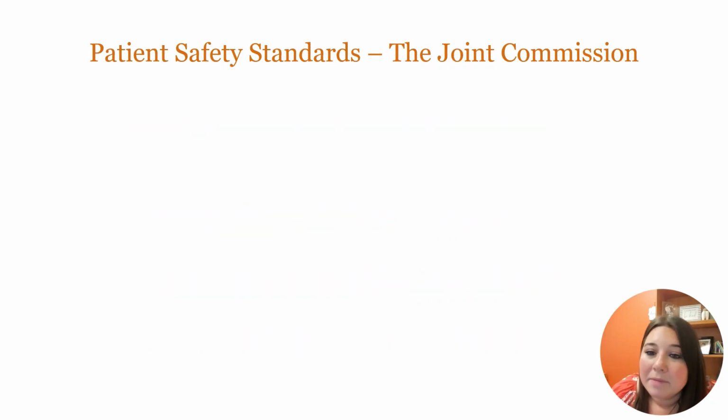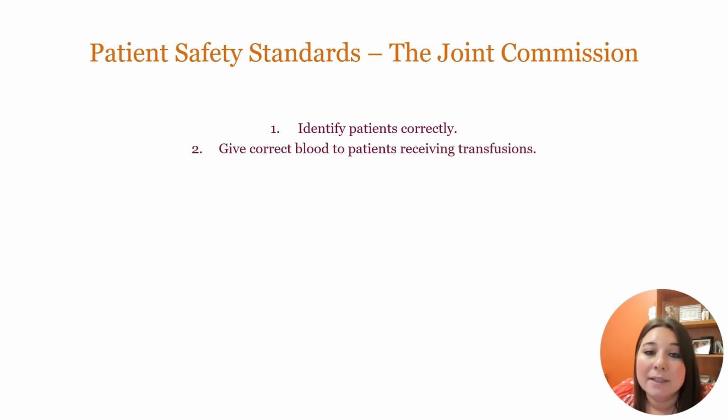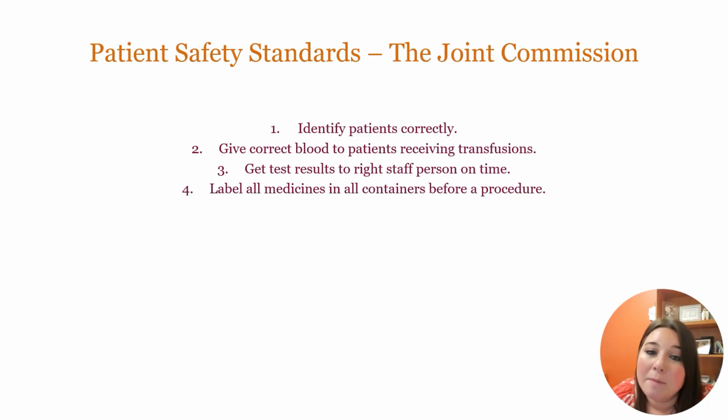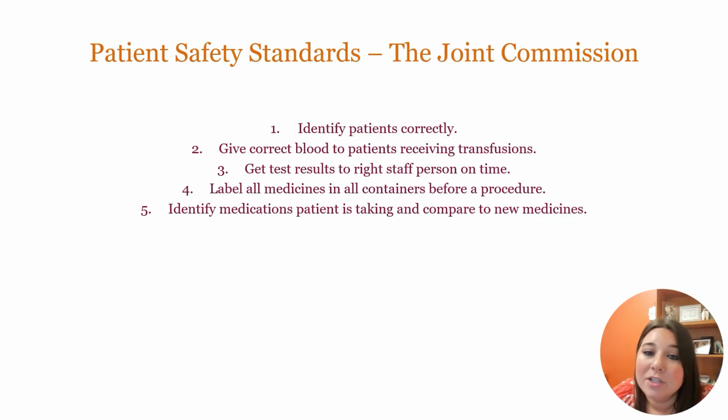So the Joint Commission has released some patient safety standards that they feel like healthcare professionals should follow. A lot of these are meant for a hospital setting, but still we can use them in the dental setting for a good majority. So number 1, make sure we're identifying patients correctly. 2, give correct blood to patients receiving transfusions. Number 3, get test results to the right staff person on time. Number 4, label all medicines in all containers before a procedure. Number 5, identify medications the patient is taking and compare them to the new medicines.